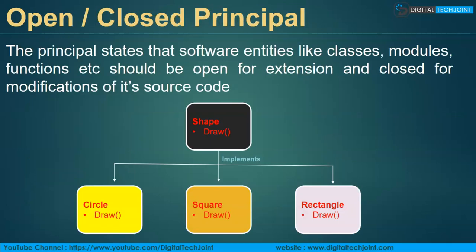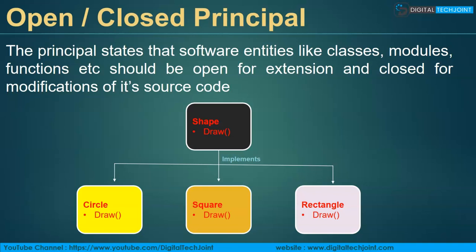Next is the Open Closed Principle. So what is the Open Closed Principle? The principle states that software entities like classes, modules, functions, etc. should be open for extension and closed for modification of their source code. Let us understand this with an example.